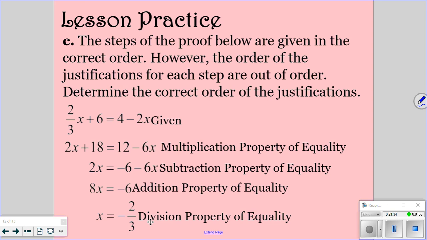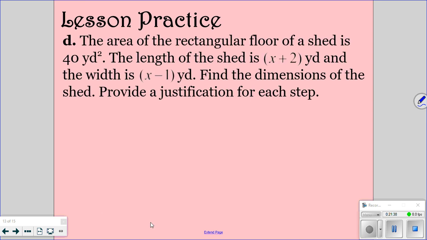Okay, so hopefully you understand how to order those justifications. We're going to look at one more practice problem. We're going to find the area of the rectangular floor of a shed based on the dimensions of x plus 2 and x minus 1. So you're going to start with what they gave you. They told you the area equaled 40, the length equaled x plus 2, and the width equaled x minus 1. So that is the given. Then you're going to say your area formula is length times width.